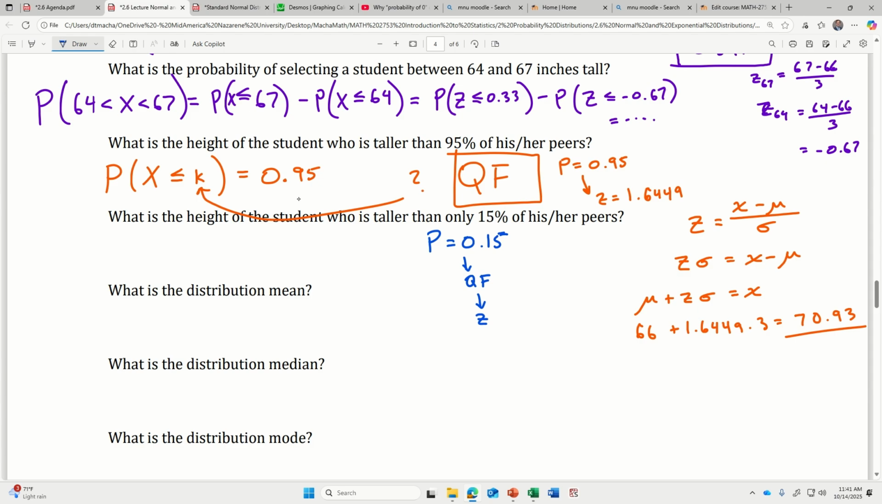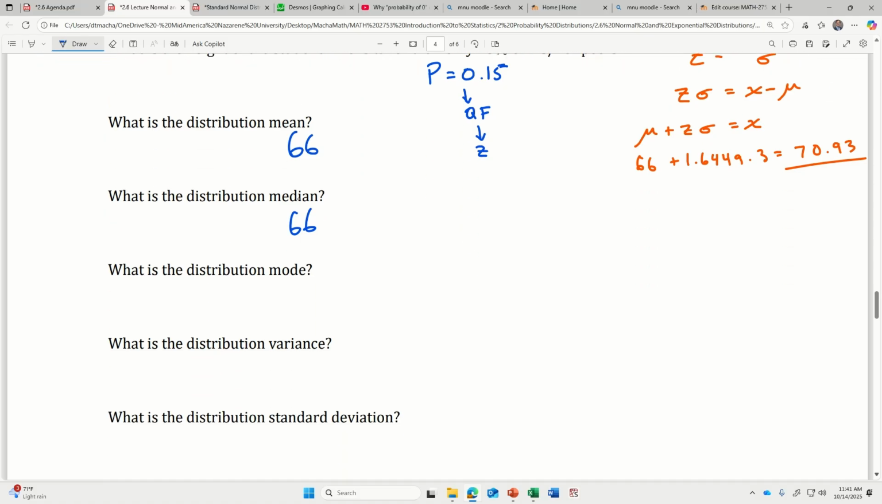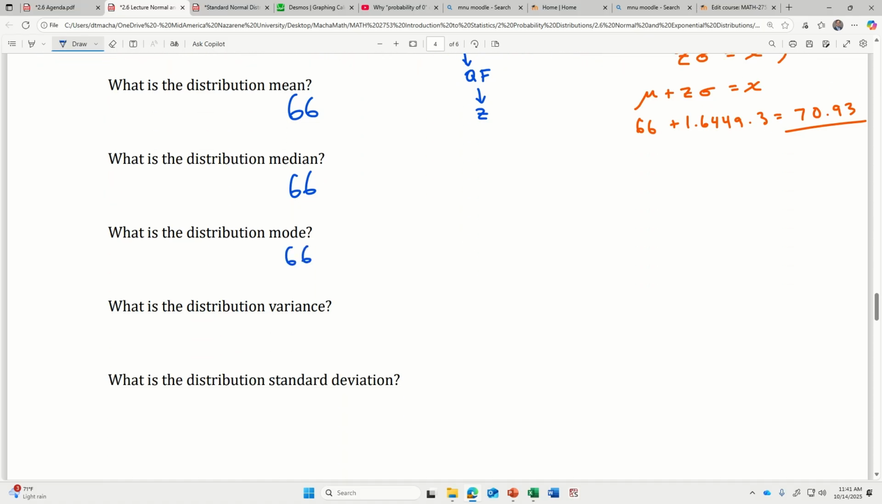All right, what's the distribution mean? 66 inches. What's the distribution median? 66 inches. What's the distribution mode? 66 inches. Because the normal distribution is a symmetric distribution, all of the measures of central tendency will be the same for a symmetric distribution. What's the distribution variance? Well, the standard deviation was 3, so the variance must be 9, because the variance is always the standard deviation squared.